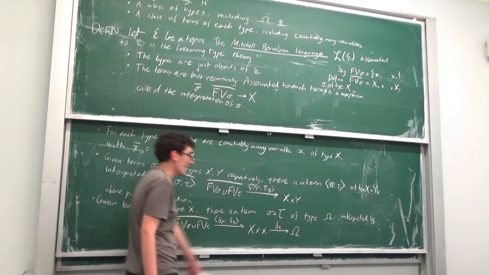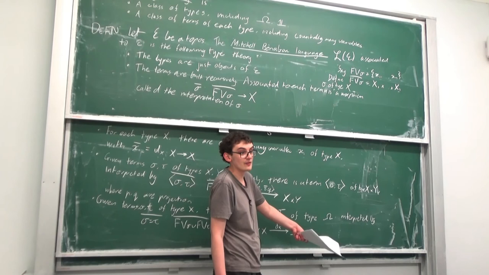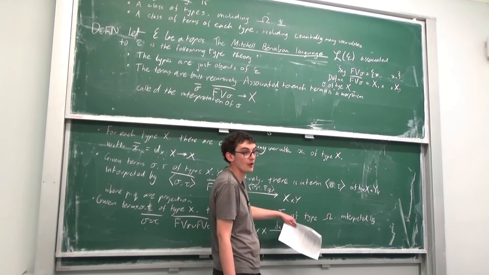I should say that terms of type omega will be called formulas. And the idea is that they have truth values. So essentially, in the case of sets, this would evaluate to 1 if sigma and tau were equal, and it would evaluate to 0 if they weren't.